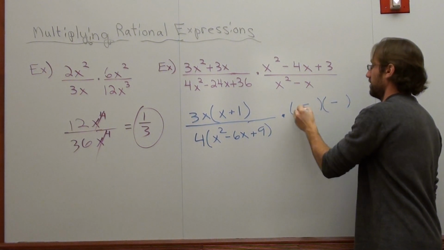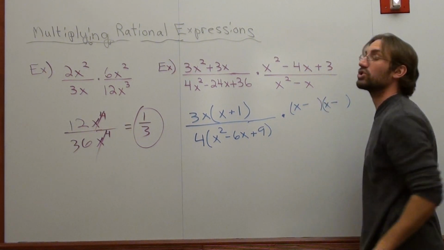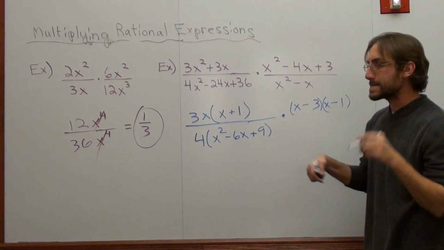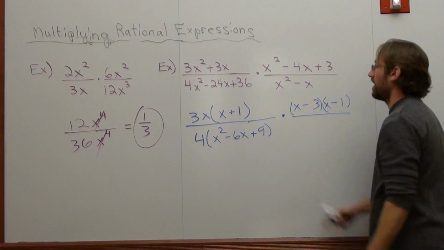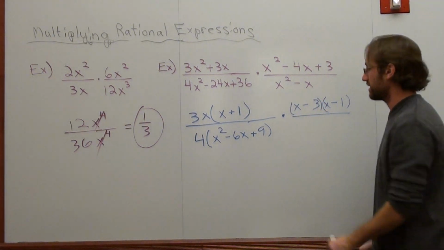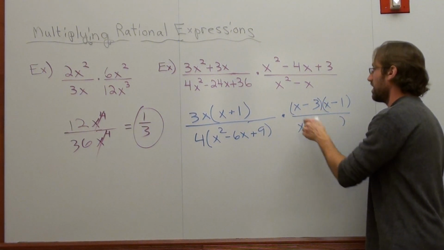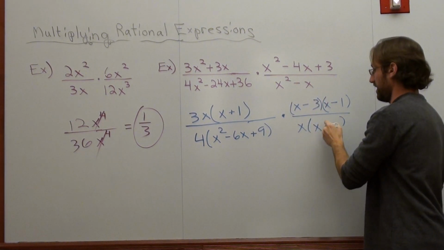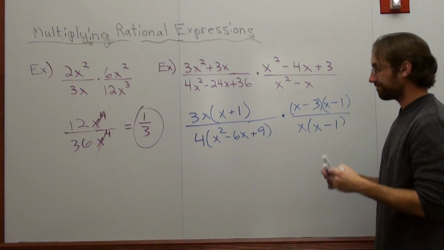Negative, negative, x and x. What times what is 3, but adds up to be negative 4? Negative 3, negative 1. Then, what can I take out of an x squared and an x? I can divide out an x. x squared divided by x is x. Negative x divided by x is negative 1.